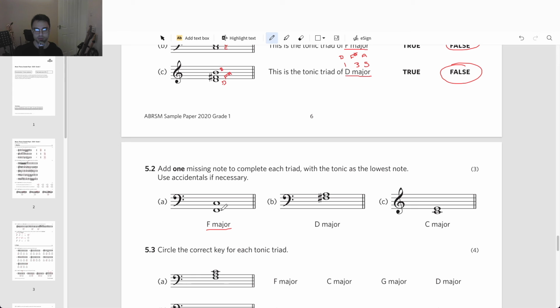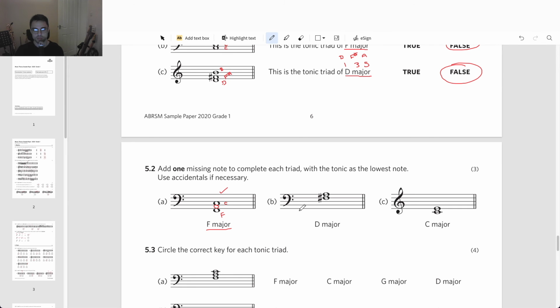So what's this bottom note here? This is an F. And what's this note here? This is a C. So we just need to put an A in to complete this triad. And this space here, this is A. So we just add our A in there, and we have our F major triad.